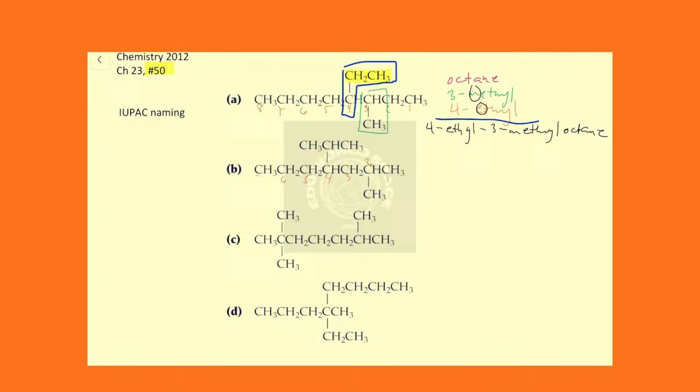Let me box this answer from part A so we know it's separate. Okay, so we have a heptane. Next is we look at our branch points. Okay, so we see that on carbon 2 we have a methyl group. We have 2 methyl. And next on carbon 4 we have this 3 carbon chain, which is an isopropyl group. So we got 4 isopropyl.